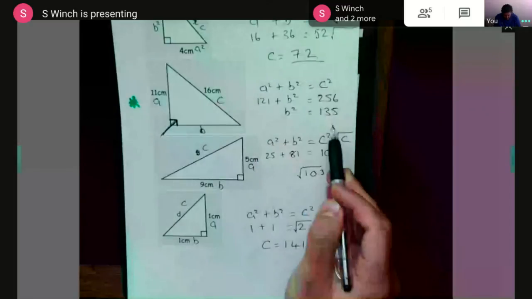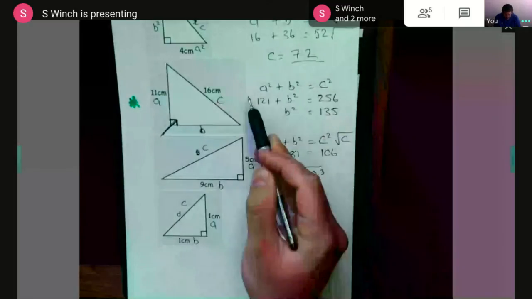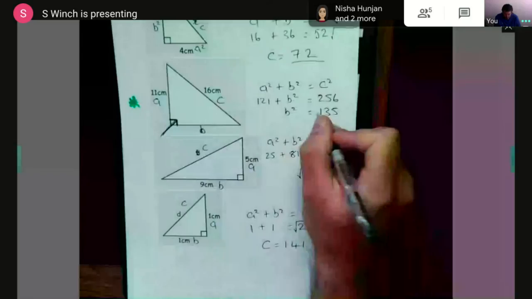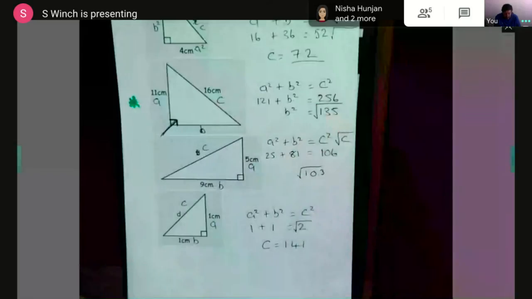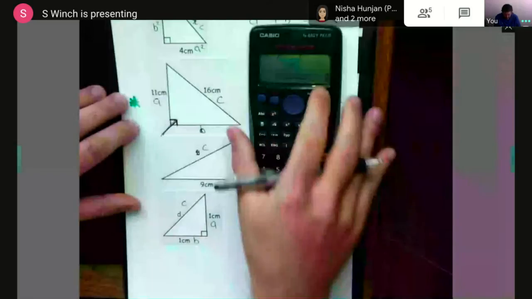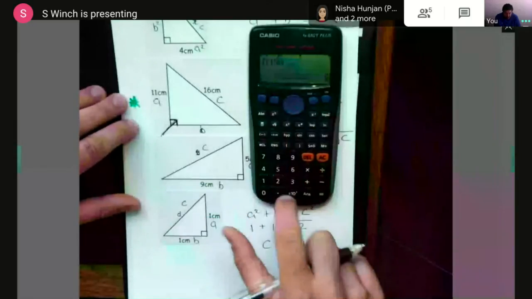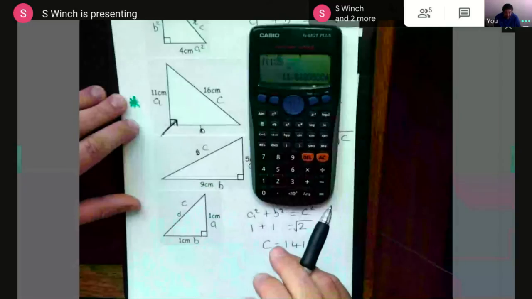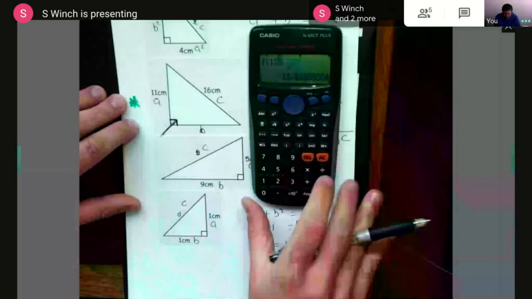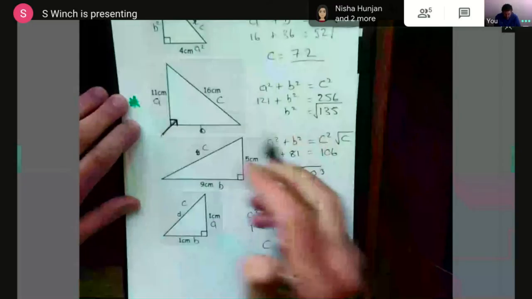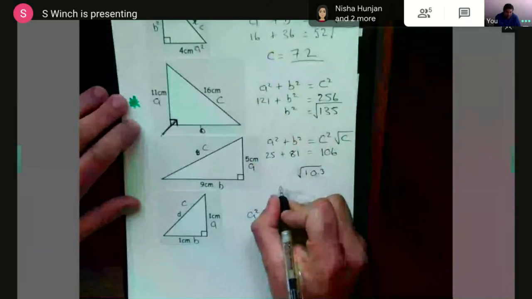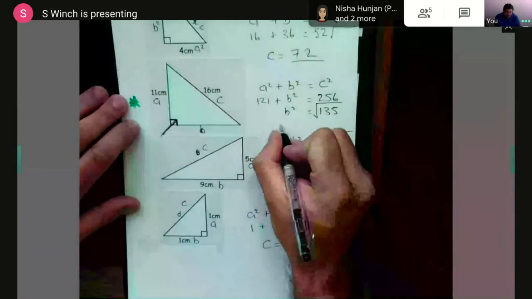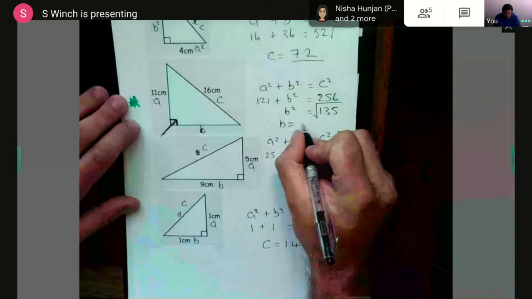So to work out what B is, we're just going to square root 135. And here on the calculator, we go square root 135. It gives 11.6 to one decimal place, or 11.62 to two decimal places. We'll go with one decimal place, and we'll say up here, B equals 11.6.